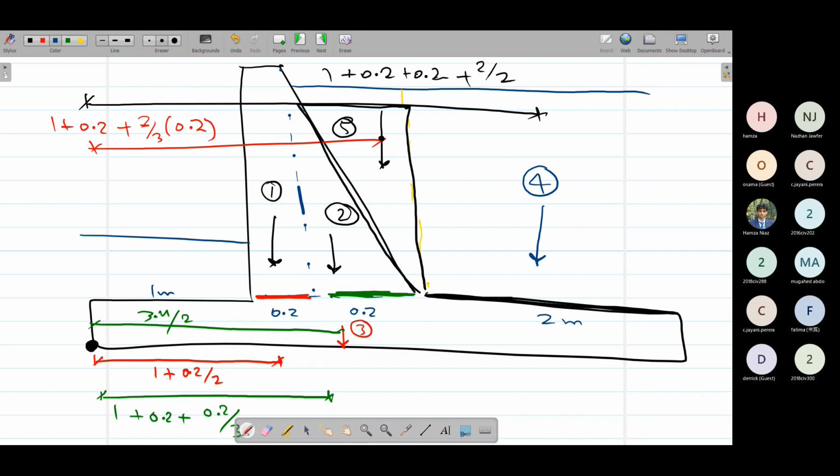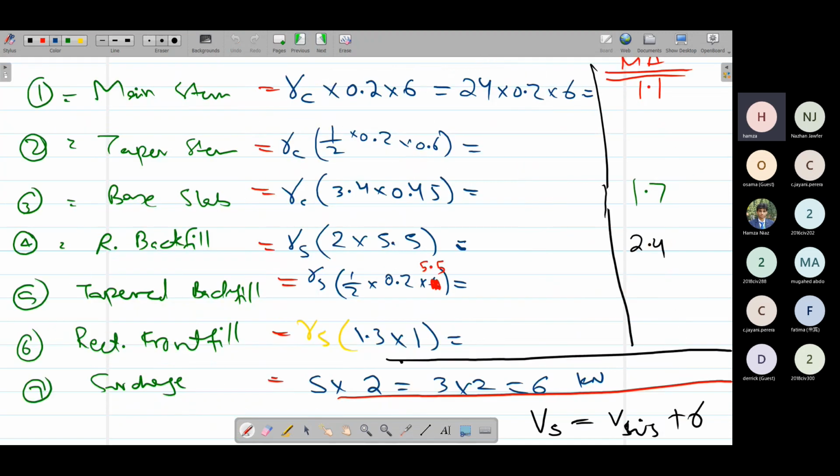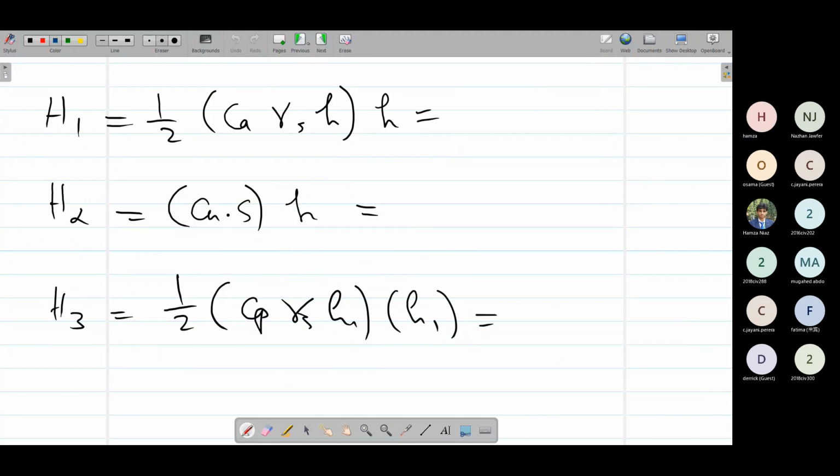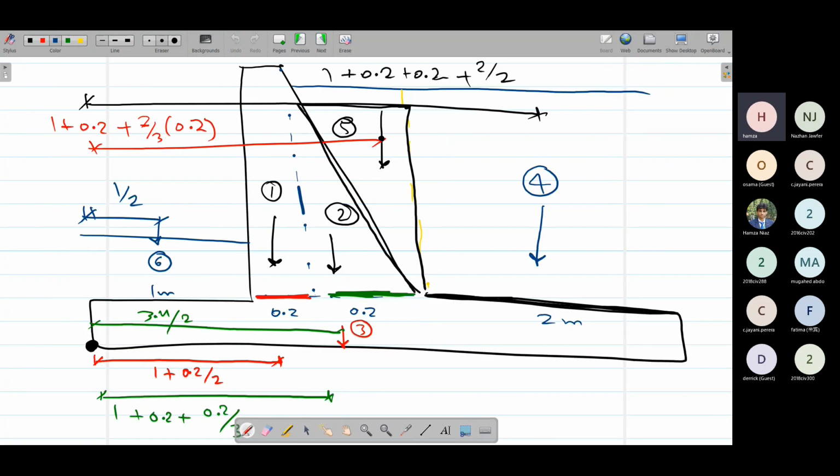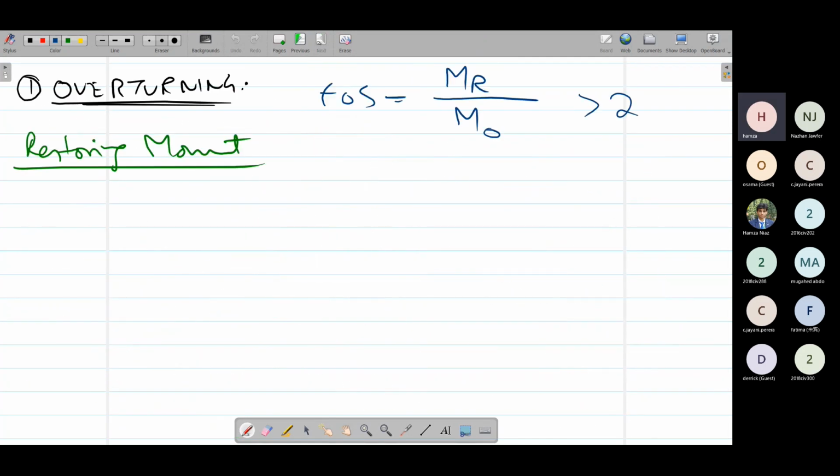The sixth portion would be this, and its moment arm would be simple: 1/2. The 1 meter portion is acting on 1 meter, so its moment arm would be 0.5. And the last, for this surcharge, we do not need to calculate the moment arm now. We can calculate it later on. We are not going to use surcharge in these restoring moments.